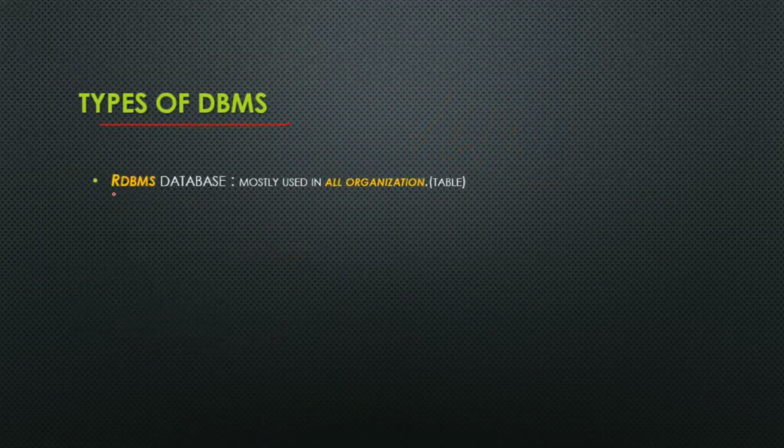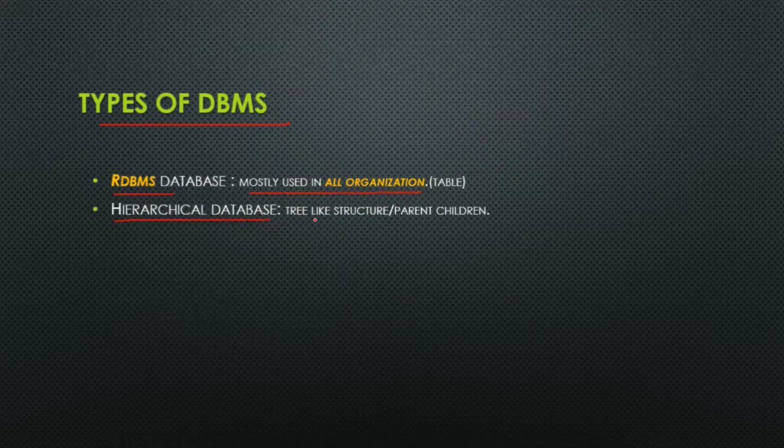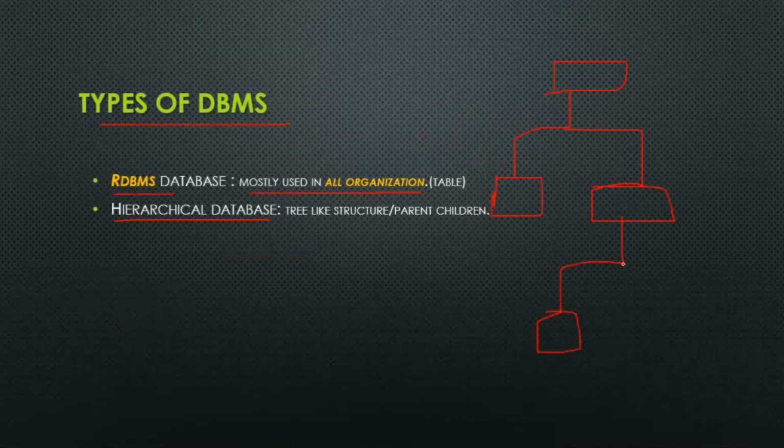Now coming to the next slide, what are the types of database management system? So we have RDBMS, relational database management system, which most organizations are currently using. Hierarchical database management system. This database has a tree-like structure. Suppose that this is one database, and this is another database, or we can also call this a parent-child. This is the parent-child database, which is called hierarchical database.